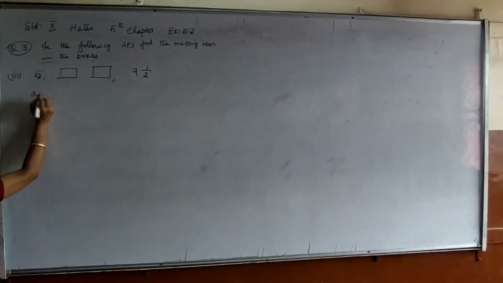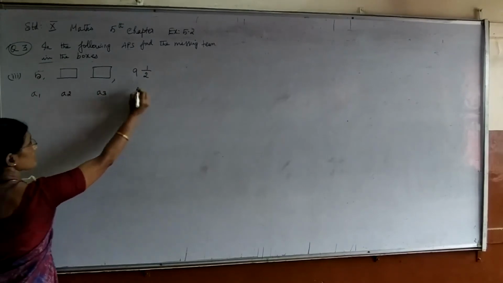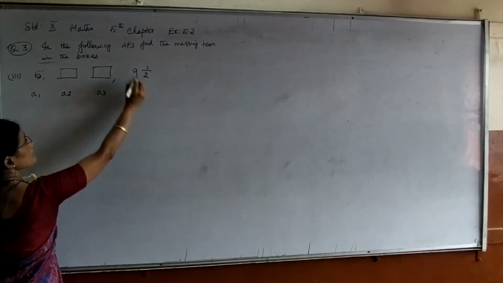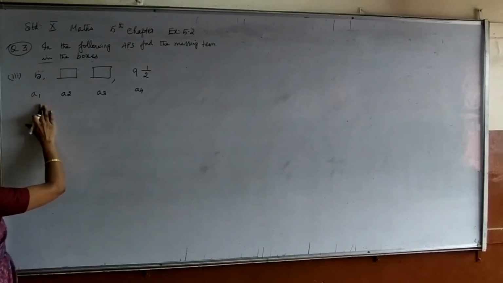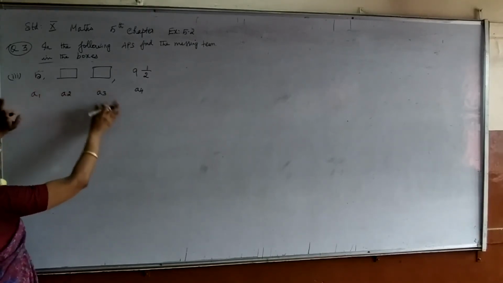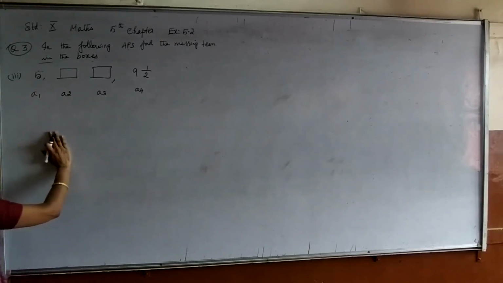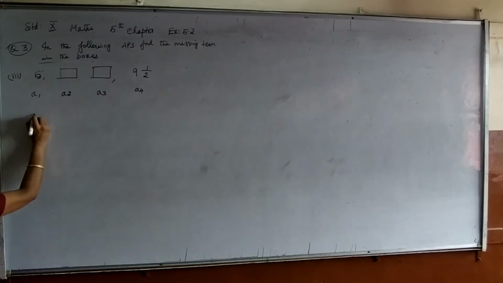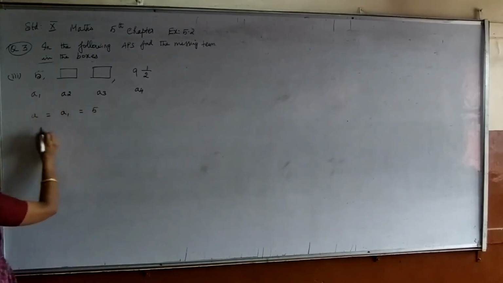Here A1 is 5, A2 is asked, A3 is asked, A4 is given. If the first term is given, it's very easy to solve. No need of using the elimination method. Whereas if the first term is missing and other two terms are given, like the second sum, we have to use the elimination method only. So here I take A, which is equal to A1, is equal to 5.